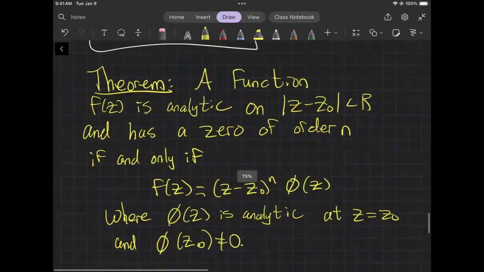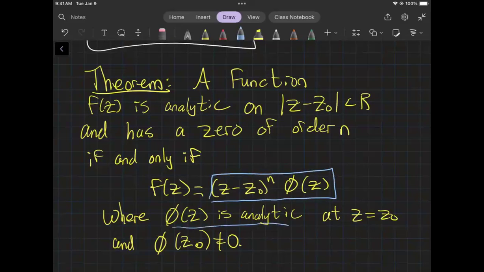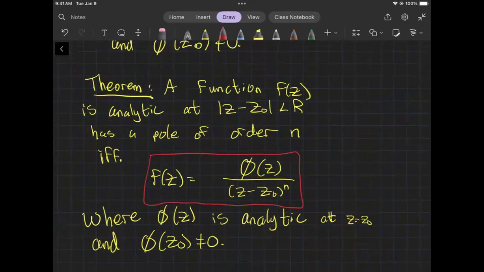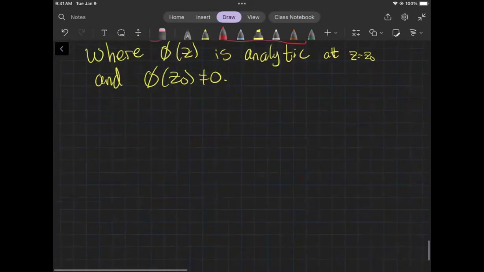Okay, so let's go over these again. So a function f of z is analytic. And then if you have an analytic function and it has a zero of order n, you can express f of z as a factor, right? z minus z naught to the n times an analytic function phi of z, right? Phi of z is analytic and phi of z naught is not zero, right? So that's important. You can factor out z minus z naught to the n, okay? Likewise, if we have a function that has a pole of order n, we can express the same result, right? We can express f of z as an analytic function phi of z divided by z minus z naught to the n power, okay? Where phi of z is analytic at z equals z naught and phi of z naught is not zero, okay? So those are important.